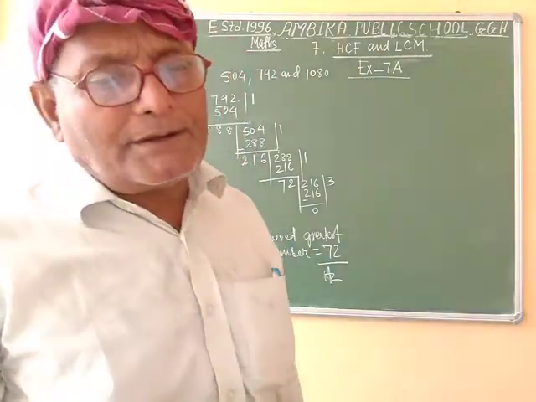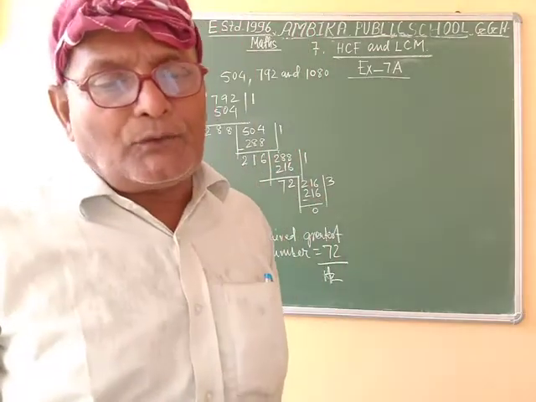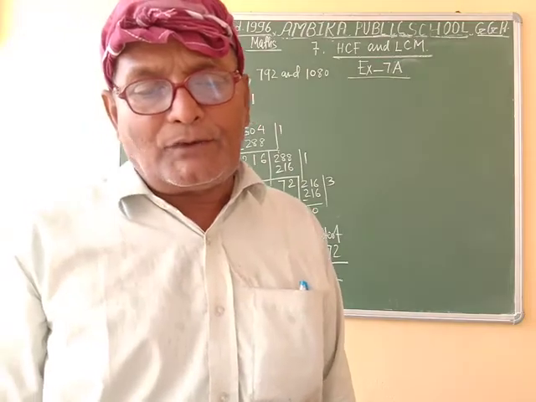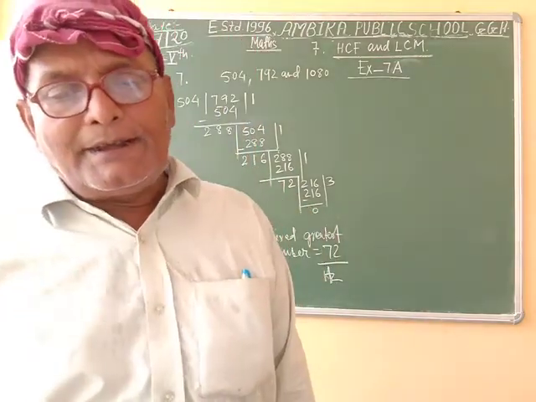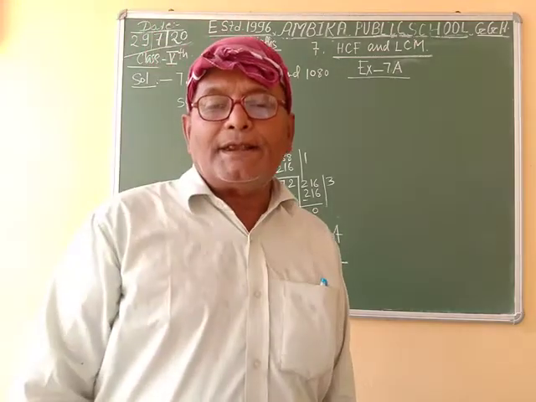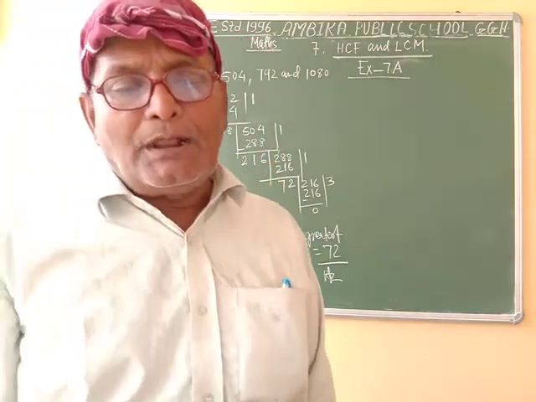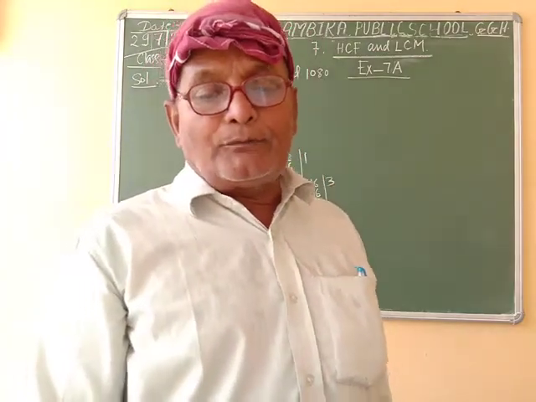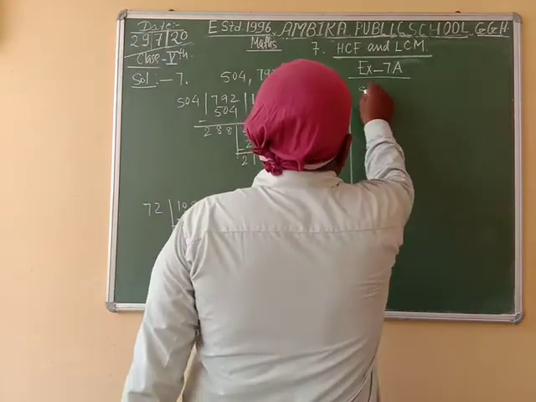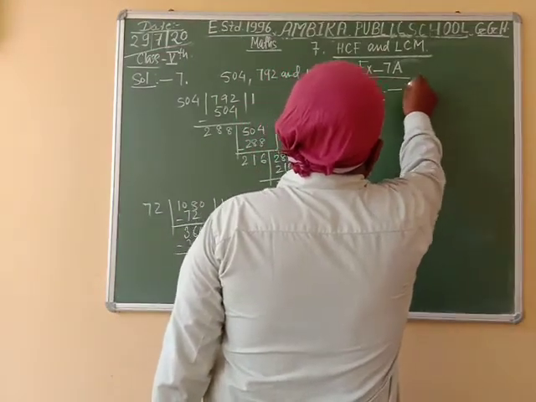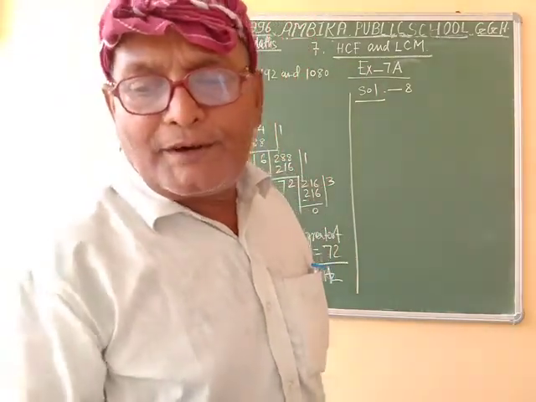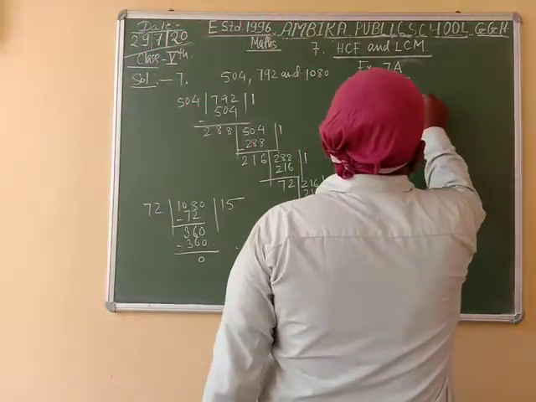Now, question number 8. Find the largest number by which when 245 and 1029 are divided, the remainder in each case is 5. To get the remainder in each case, first of all, we subtract the remainder from the given numbers. Solution 8.